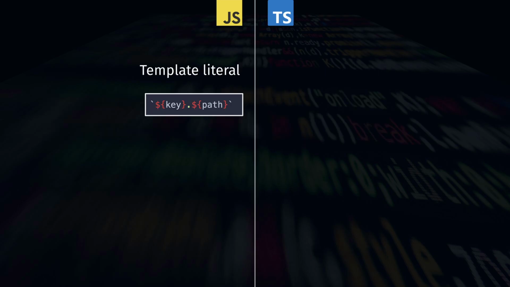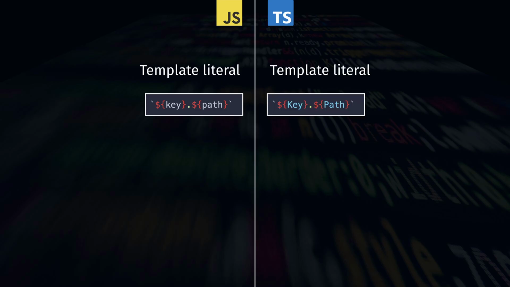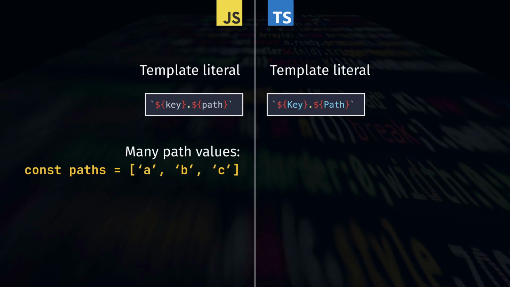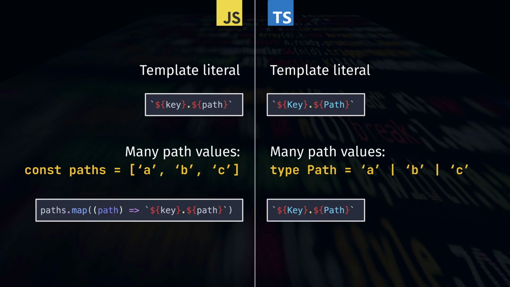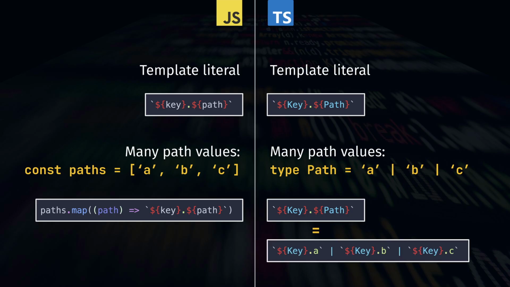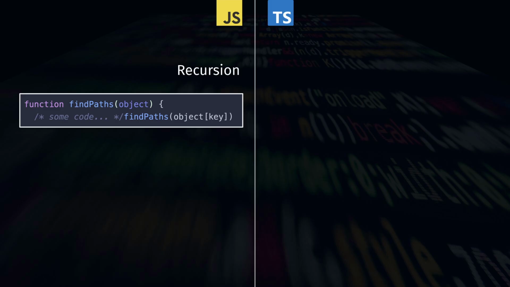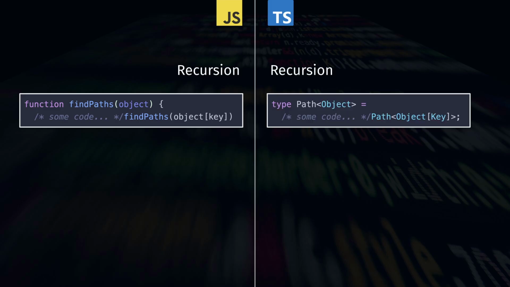String concatenation. Template literal strings give you exactly that with types. In JavaScript, if we have an array of strings, we have to map them. But in TypeScript, a single type can represent many values, yet we use the same syntax, and TypeScript will distribute all the possibilities for us. Recursion. Just like we call the JavaScript function by its name in the function body, we call the TypeScript type by its name in its type definition.